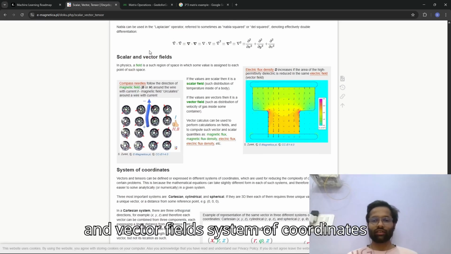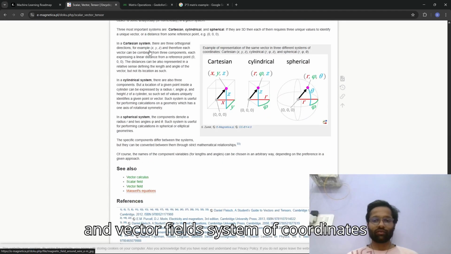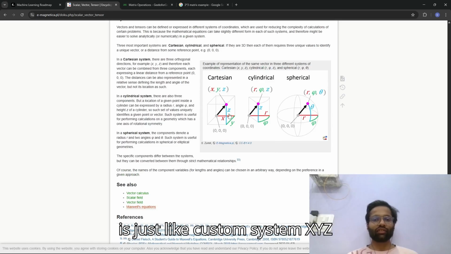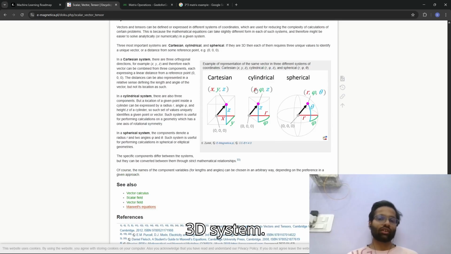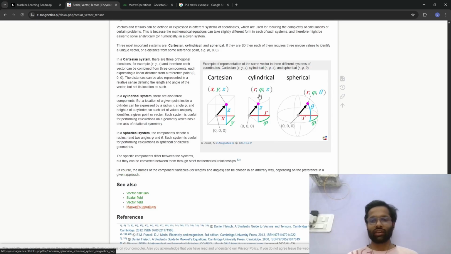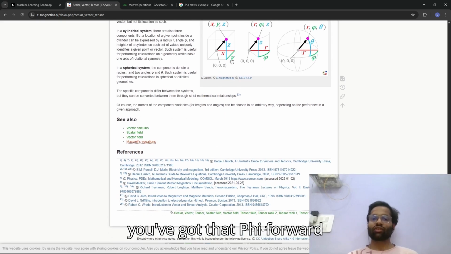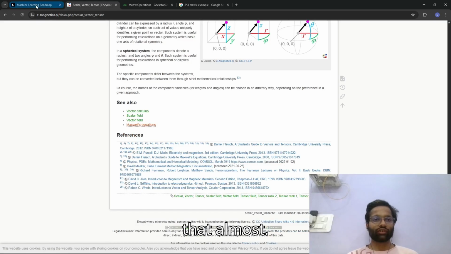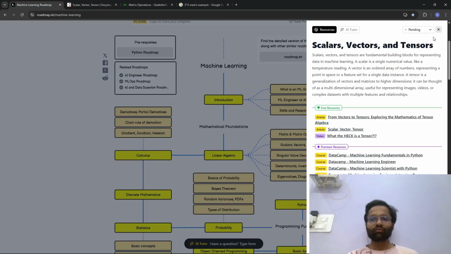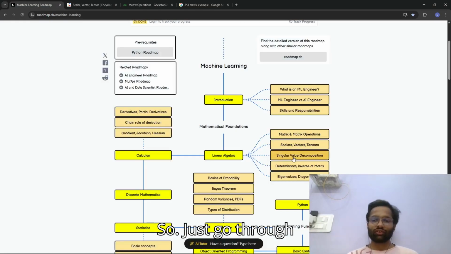So, scalar and vector fields. Systems of coordinates: just like the Cartesian system XYZ, the cylindrical system with radius, theta, and z the magnitude. Spherical is something similar: radius, theta, phi. Sorry, we forgot that phi. Almost forgot that. So just go through it.